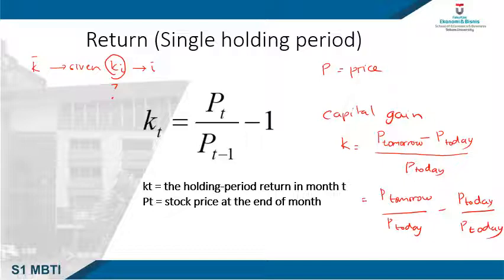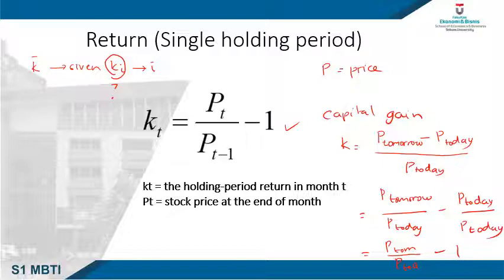And then it becomes P tomorrow divided by P today minus, look, P today divided by P today is 1. So the same with here. Yeah, tomorrow, if I say tomorrow is T and today is tomorrow minus 1 day, T minus 1.